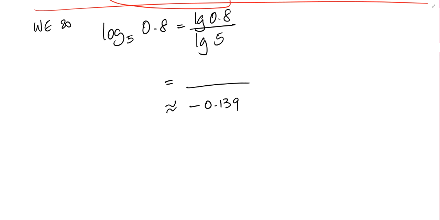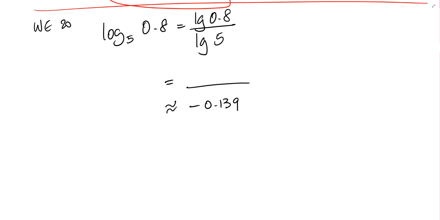Okay, so to 3 SF, negative 0.139, right? Yes. What does this mean to you? The log, the power is negative. Log base 5, 0.8, you get a negative value. Cosby said the power is negative. Do you agree?